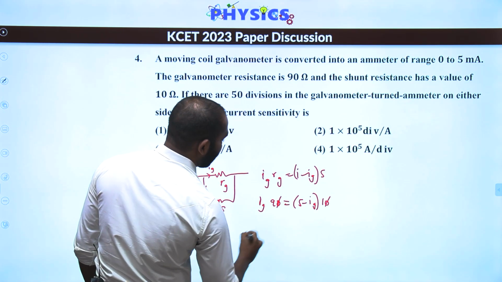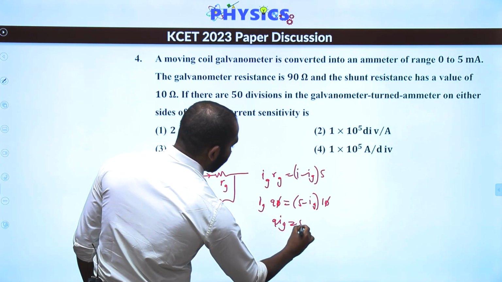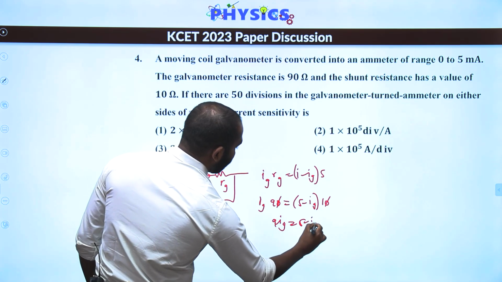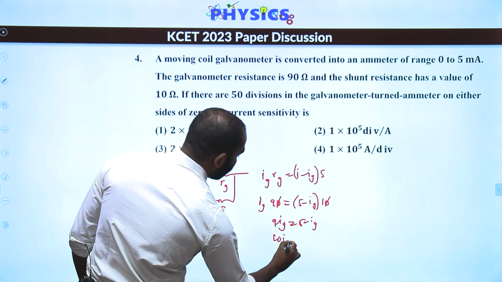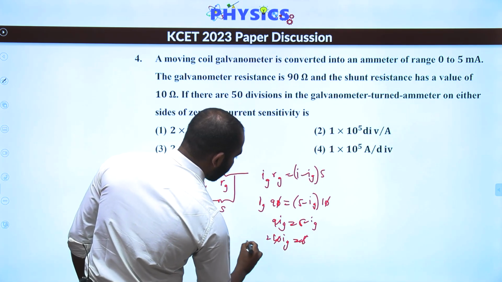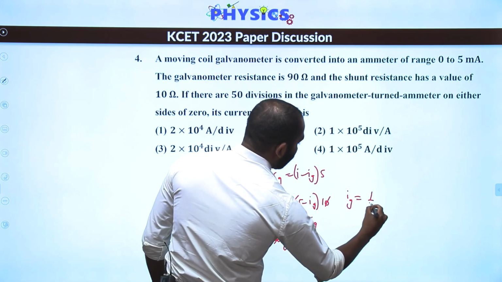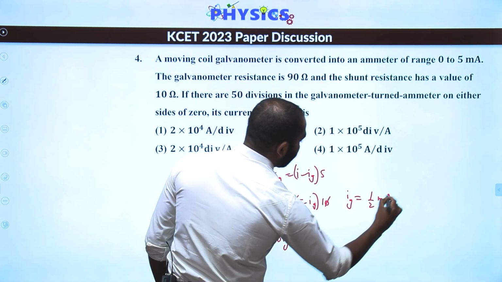So 90 and 10 cancel down, therefore 9 Ig is equal to 5 minus Ig. So that is 10 Ig is equal to 5. So Ig turns out to be 1/2 milliampere. Okay, that is Ig for us.